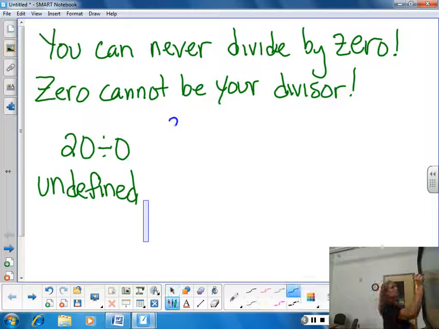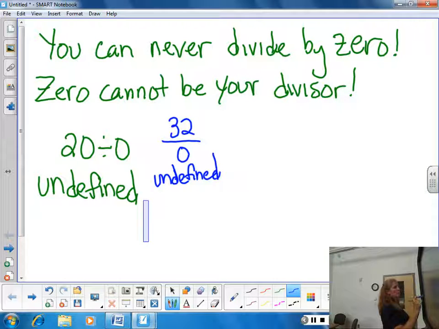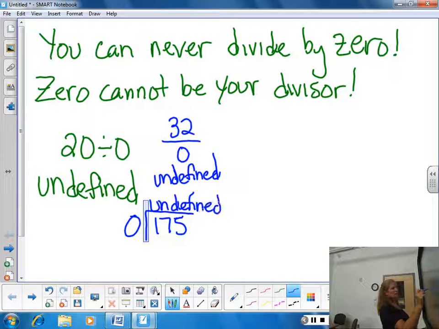So, 32 divided by 0 is undefined. 175 divided by 0 is undefined. I put 0 in the 3 different places where a divisor can go. It can be the second number, underneath, or outside. Any of those, they're all undefined.